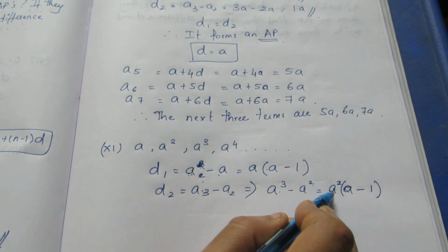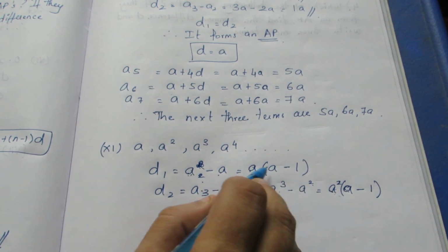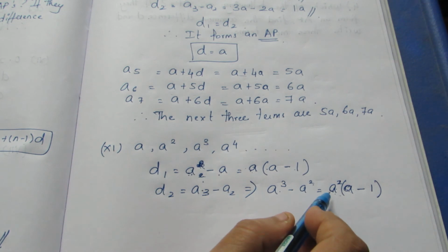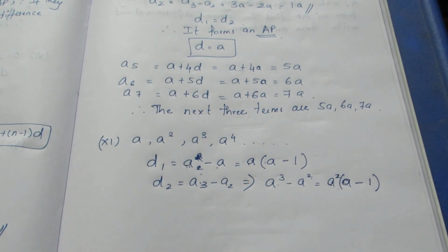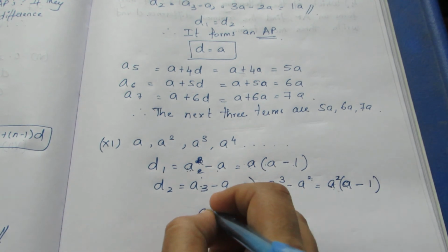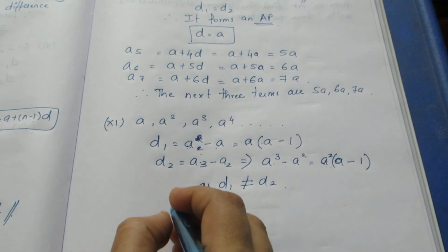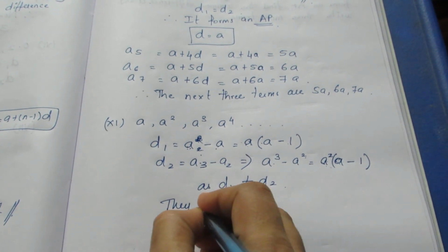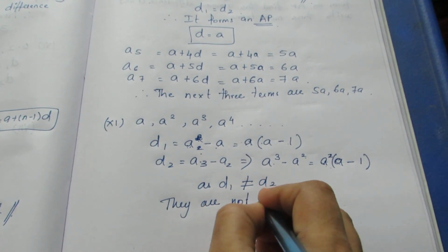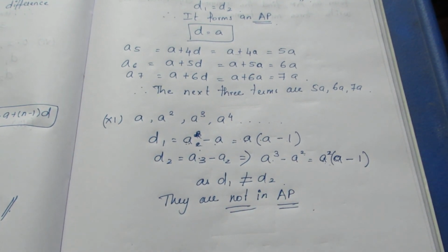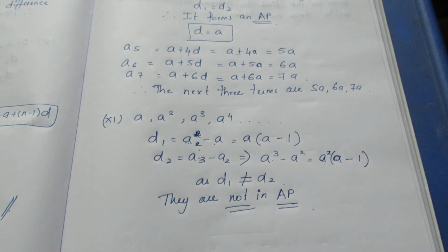See, here A minus 1, here is also A minus 1. But here it's A square and A, which is not equal. Everything should be equal. Not only this, even the outside term should be equal. As it is not equal, it does not form an AP. As D1 is not equal to D2, they are not in AP. So everything should be equal. Here it is not equal. D1 is not equal to D2. They do not form an AP. That's all with the 11th sum. Thank you.